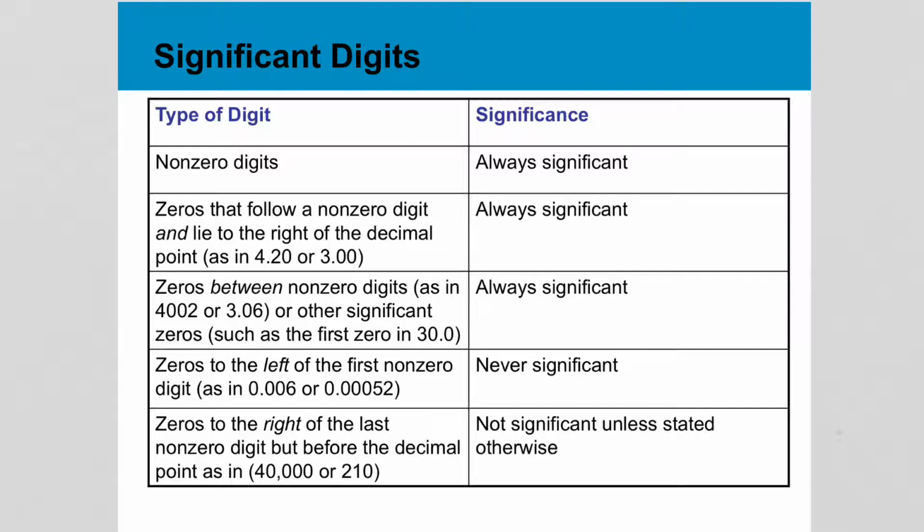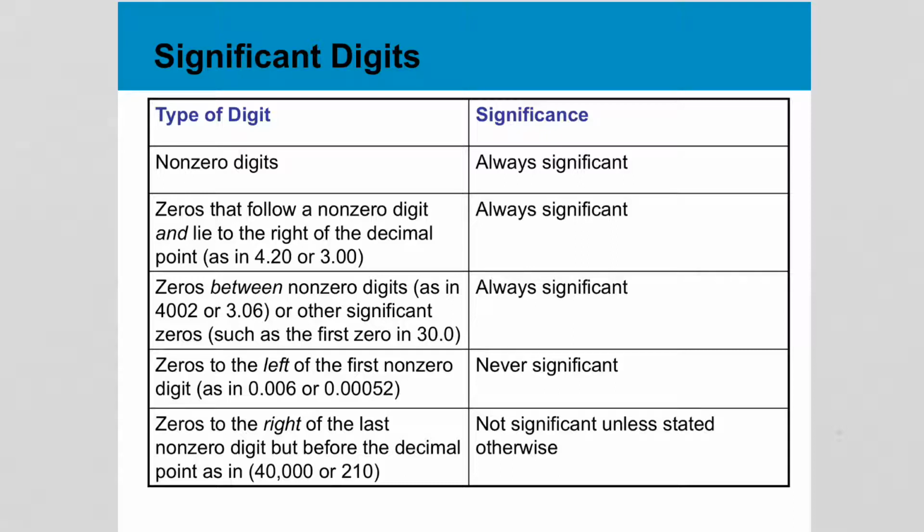Zeros that follow a non-zero digit and lie to the right of a decimal point are significant. So like 3.20 or 3.00 or 300 or 1,000. Those zeros are significant. If they're to the left, they wouldn't be. Zeros between non-zero digits like 4,002 or 3.06 or other significant zeros like 30.0, all those are significant.